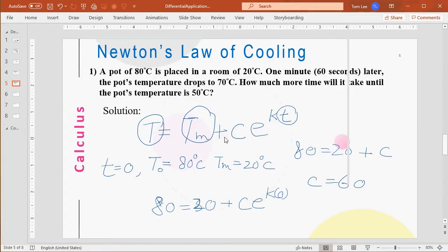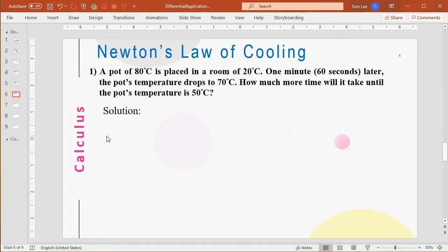We plug C equal to 60 into this equation here. So T equal to Tm plus 60 e to the power of kt. Now we have to find the value of k as well. So we put in another condition: when the time is 1 minute later, the temperature of the object has dropped to 70 degrees.